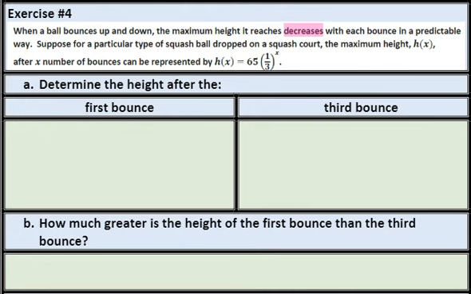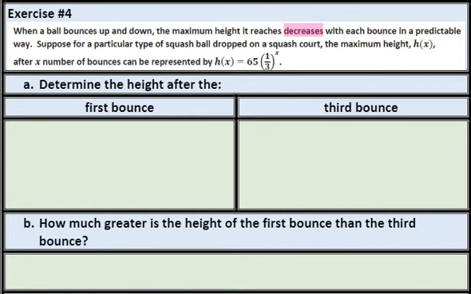When a ball bounces up and down, the maximum height it reaches decreases with each bounce in a predictable way. Suppose, for a particular type of squash ball dropped on a squash court, the maximum height, h of x, after x number of bounces can be represented by 65 times 1/3 to the x power. Determine the height after the first bounce.